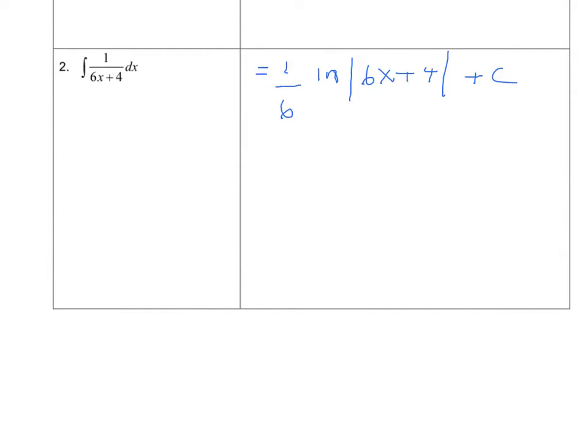Next one. When you try the next one, you'll notice that what's in the denominator is to the exponent 1, so this is ln. And when you divide by the derivative of the denominator, you get 1 over 6 ln |6x plus 4|. Make sure that you have absolute value bars around that bracket and a plus c at the end.